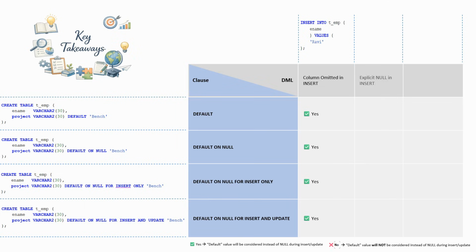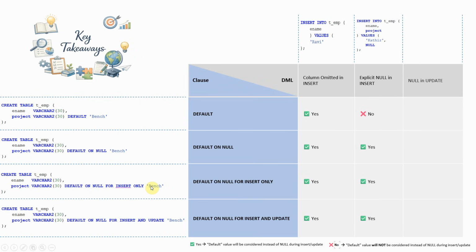The second scenario is, what if we explicitly pass a null value for the column which is defined with a default? In this case, our project column is the default column, so I'm explicitly passing a null value for this project column. The behavior is, when we use the default keyword, the default value will not be used. Instead, the null value will get inserted. However, if you define it as default on null or default on null for insert only, in both these scenarios the default value defined as part of that column will get considered, and the same goes for default on null for insert and update.